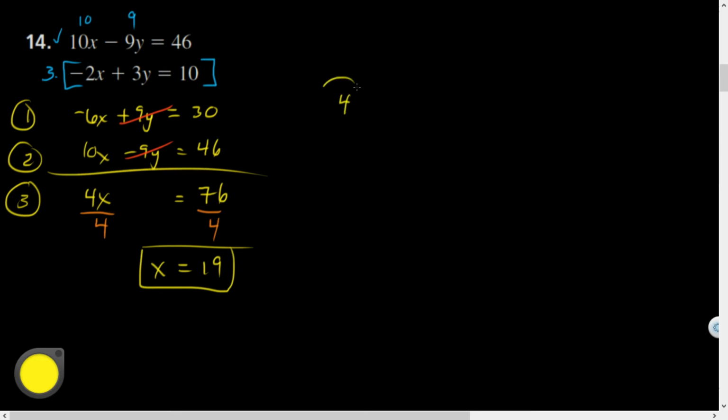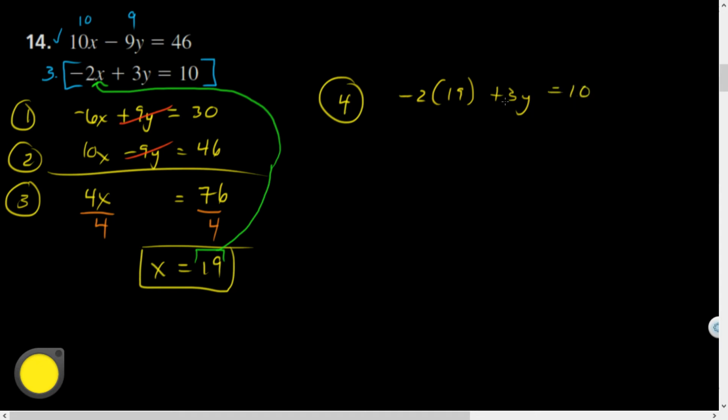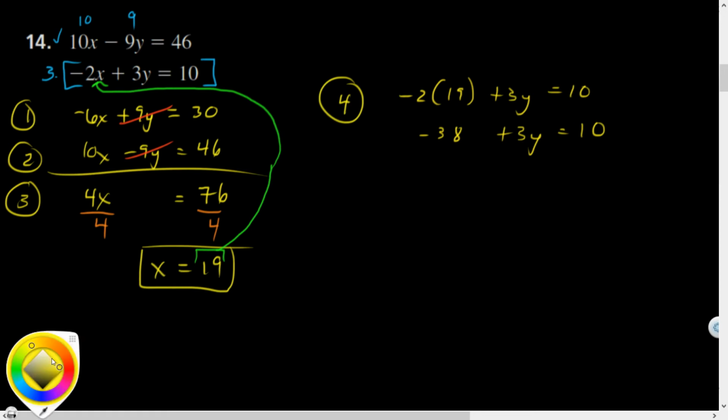Let's see, and then step 4, if I want to find y now, where would I put this? Yeah, I like this second equation. It's got smaller numbers. And I'll plug it in for the x part there. So the negative 2 will still be here. So negative 2 times 19 plus 3y is equal to 10. So that's negative 38 plus 3y equals 10. And we know how to solve these too, right?